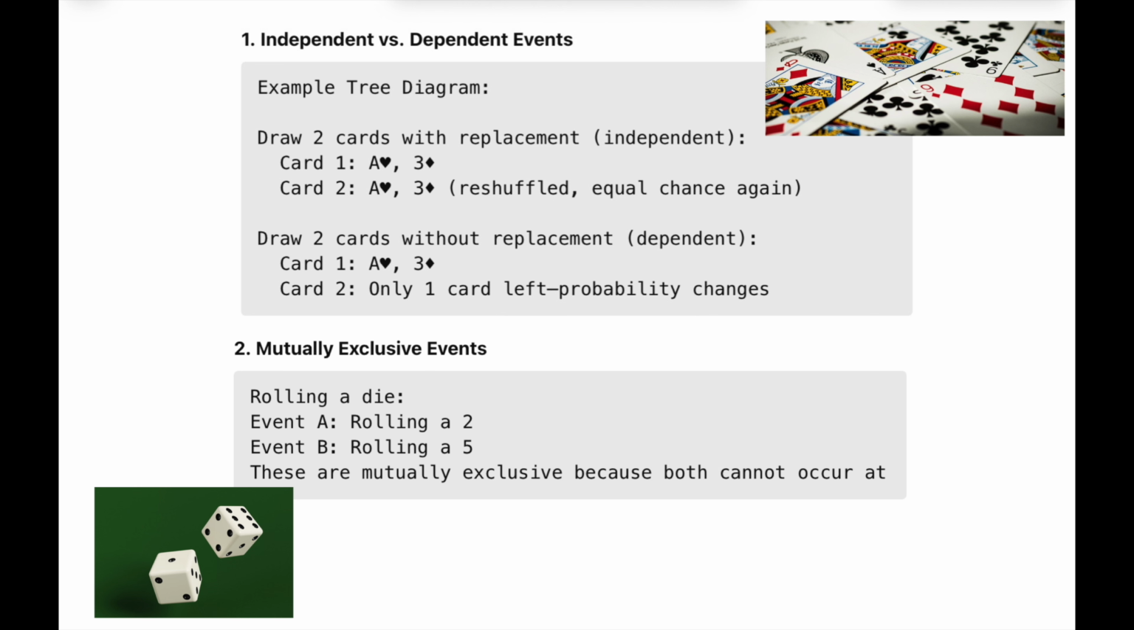Now for mutually exclusive events, let's say we're rolling a die. Event A is rolling a number 2, event B is rolling a number 5. These events are mutually exclusive because they can't occur at the same time, right? You can't roll a 2 and a 5 at the same time, so those would be called mutually exclusive. Now let's get into a few common misconceptions with word problems.